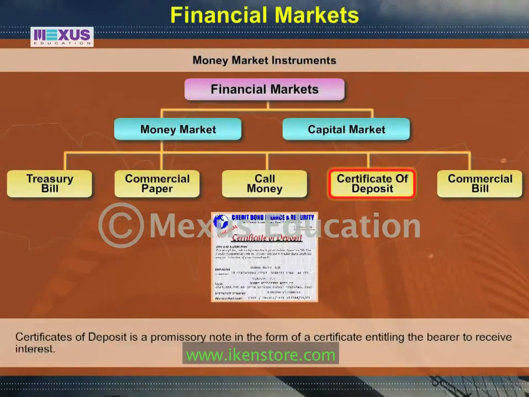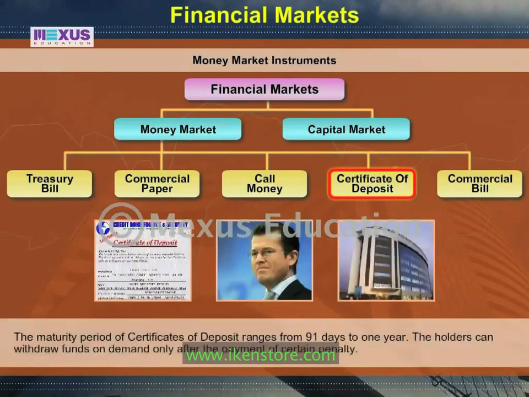A certificate of deposit is a promissory note in the form of a certificate entitling the bearer to receive interest. It can be issued in any denomination and is freely transferable from one party to another. The maturity period ranges from 91 days to 1 year. The holders can withdraw funds on demand only after the payment of a certain penalty.